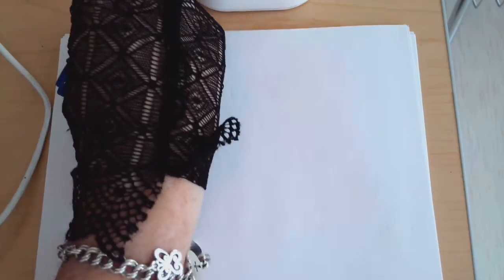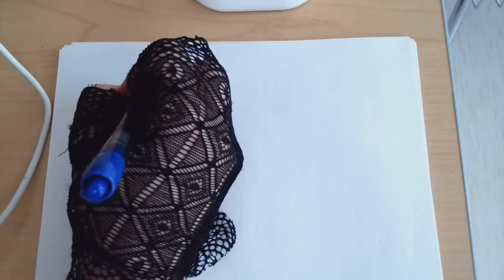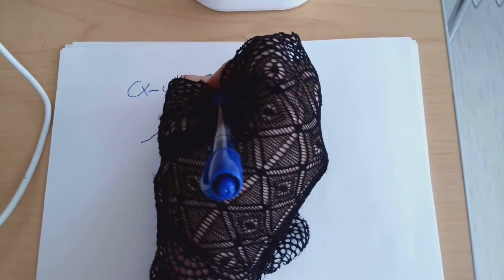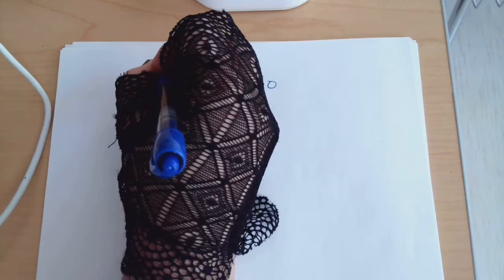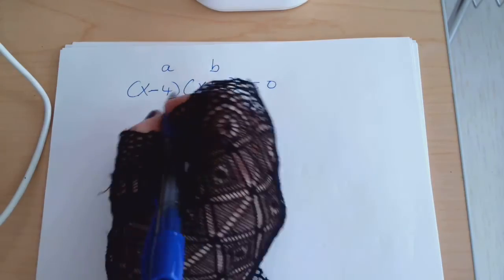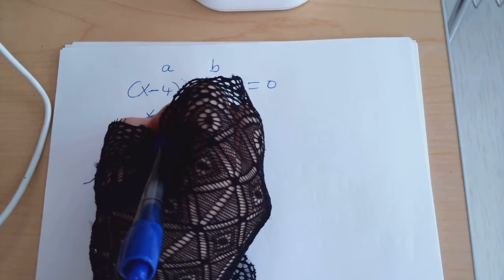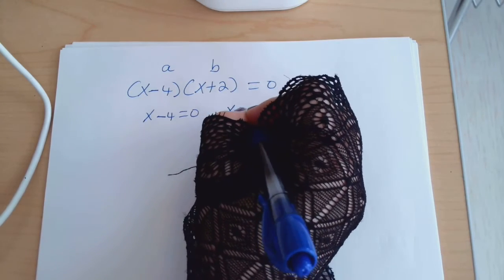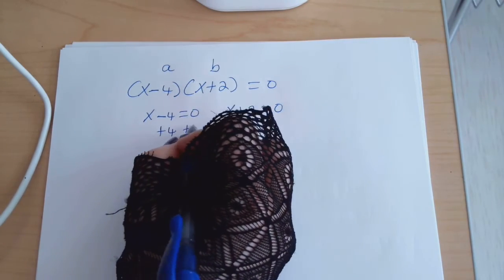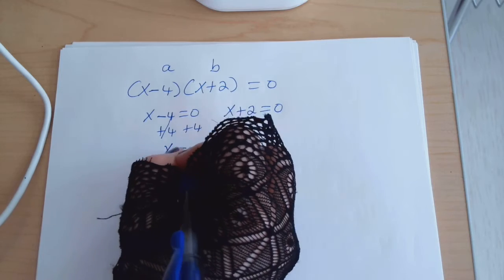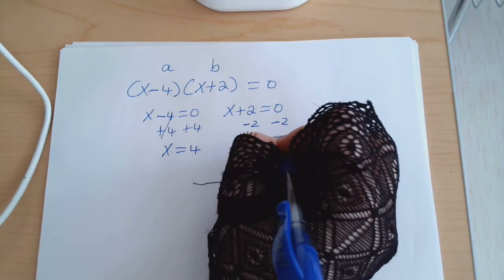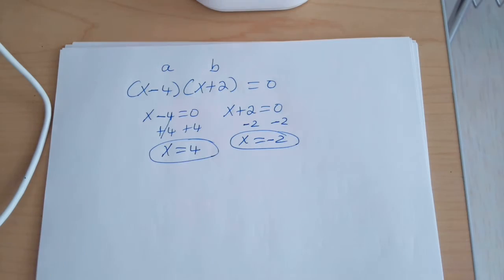Alright, so this is called factored form. So say I have this, x minus 4, parentheses, times x plus 2 equals 0. You can think of this as a and b. So we can go ahead and set a equal to 0. So it's real easy, it's just solving a one-step equation. Add 4 and add 4, so x equals 4. Subtract 2, and x equals negative 2. So those are your two answers, all right?